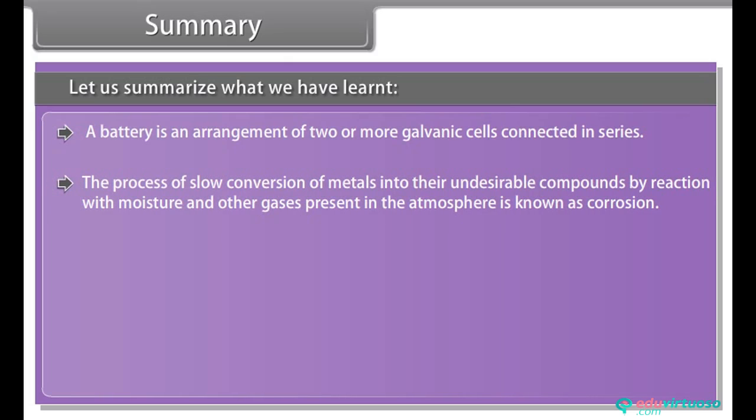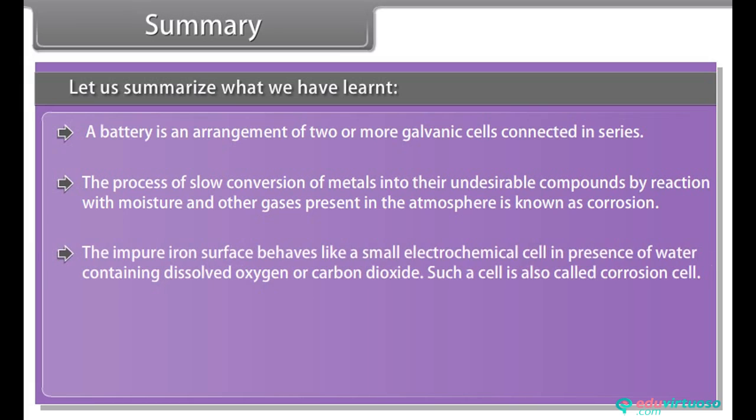The process of slow conversion of metals into their undesirable compounds by reaction with moisture and other gases present in the atmosphere is known as corrosion. The impure iron surface behaves like a small electrochemical cell in presence of water containing dissolved oxygen or carbon dioxide. Such a cell is also called corrosion cell.